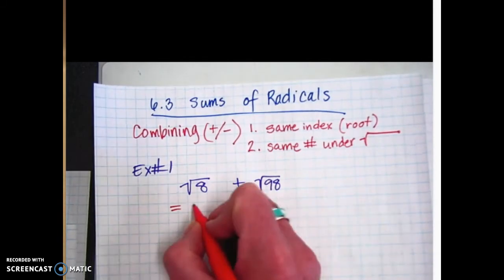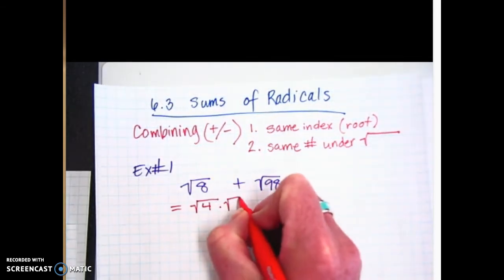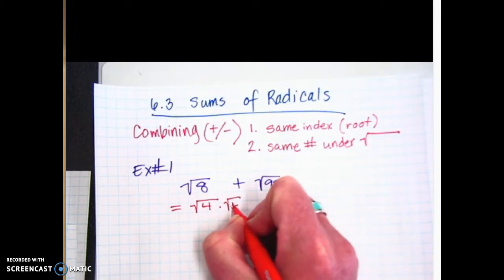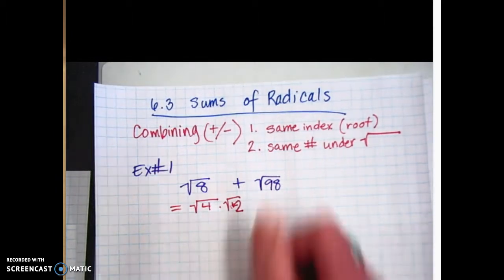4. So I'm going to rewrite this as the square root of 4 times the square root of, whoops, I started to write 4 again, 2. That's a 2, not a 4. Square root of 4 times the square root of 2.